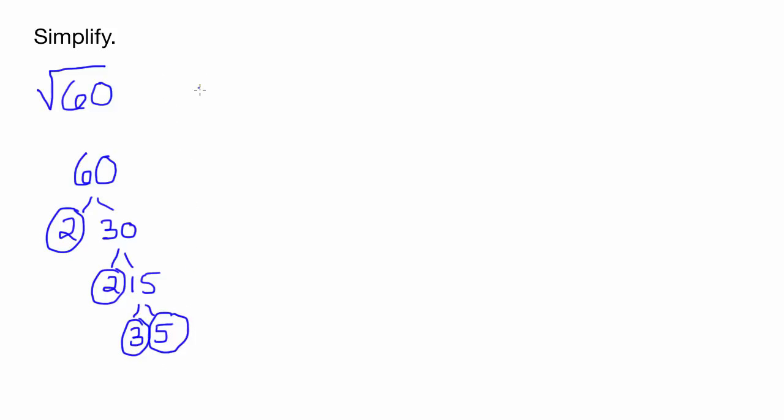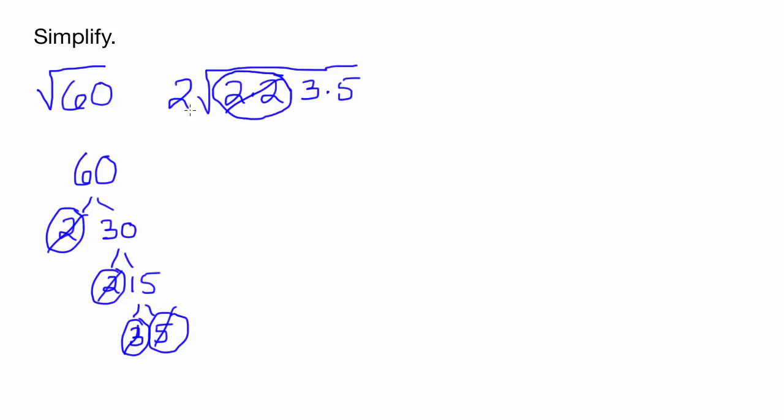Okay, so instead of writing the square root of 60, we could write the square root of 2 times 2, because there's two 2s, times 3 times 5. Perfect. And then because we're doing square root, we're looking for pairs of numbers. So I have two 2s, I have a pair of 2s. So for every pair you find, you can cross it out and bring one outside.